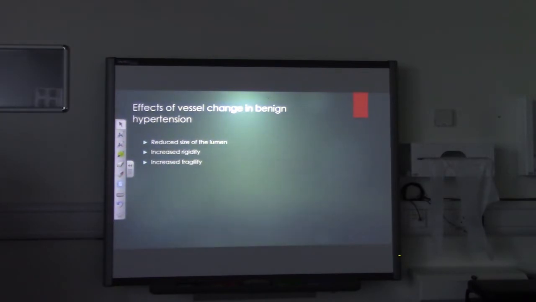Effects of vessel change in benign hypertension: we're going to see a reduced size of the lumen, increased rigidity, increased fragility. If we think about reduction in cross-sectional area of the lumen, we know that if that cross-sectional area is reduced by 70%, then we might start to see some symptoms of angina. Increased rigidity and increased fragility is also a factor with regards to benign hypertension.